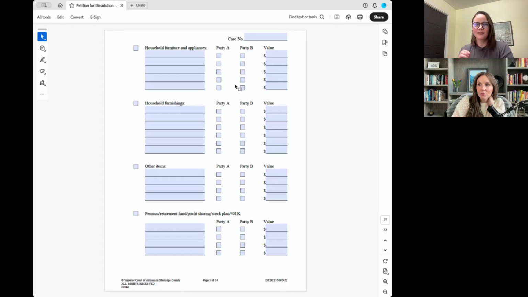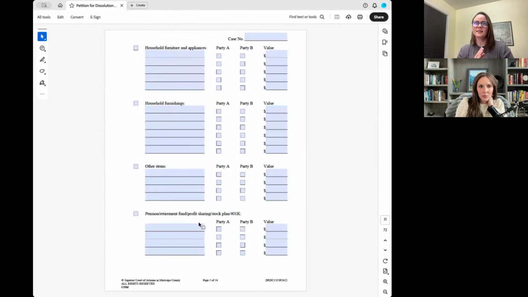You don't have to list out every tiny little piece of furniture that you have, every fork and knife. It's asking about retirement, pension funds, 401k plans. So sometimes parties will just say each party can keep their own retirement accounts. But sometimes, I mean, this is community property, so each party is entitled to their 50% share of the community contribution that went into the account.